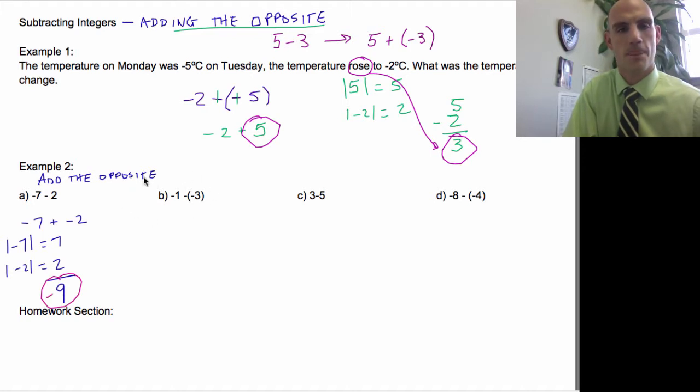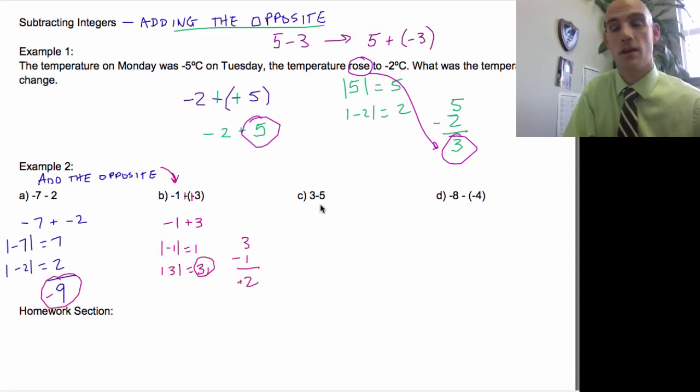Same thing here. I'm not going to subtract, I'm going to add the opposite. So I've got negative 1 minus a negative 3. Negative 1 plus, so I have to change this to a plus and change this to a positive. Negative 1 plus 3. Once again, now I have different signs, so the absolute value of negative 1 equals 1. The absolute value of 3 equals 3. So I'm going to subtract 3 minus 1. I'm going to keep the larger absolute value. So 3 is the larger absolute value, so it's going to be a positive 2.